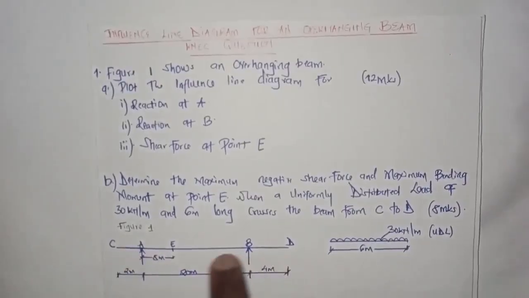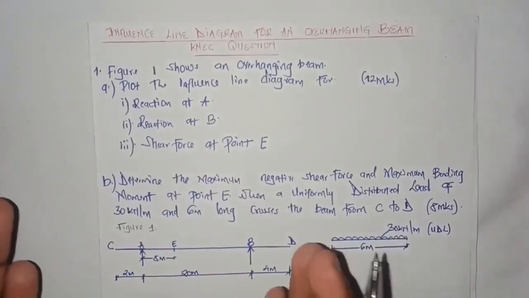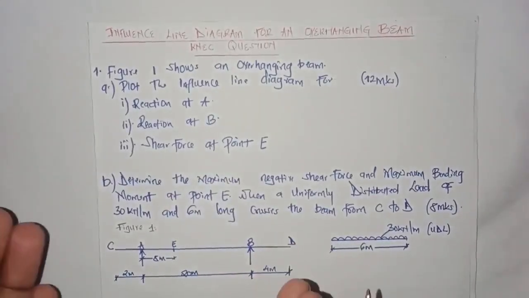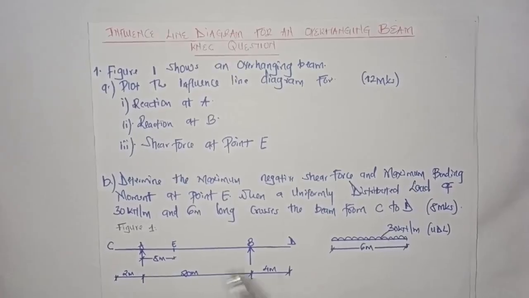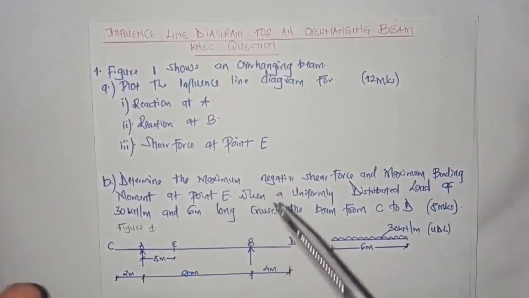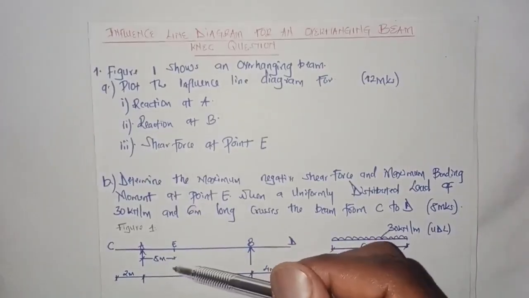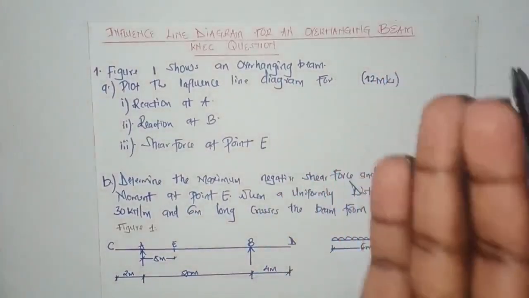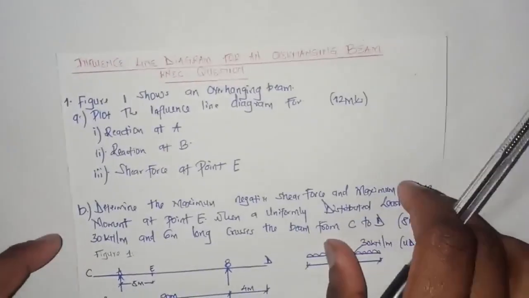girder or beam. But in our question A, we only want to draw the influence lines for the reactions at point A and at point B, and then the influence line diagram of the shear force at point E. So that is what the examiner is telling us to do in our first question. So let me take you through.